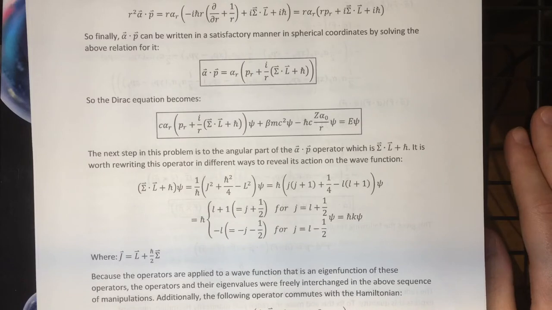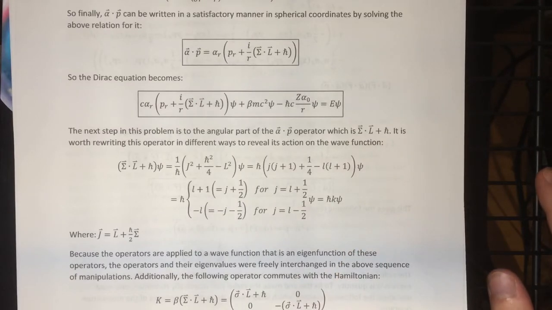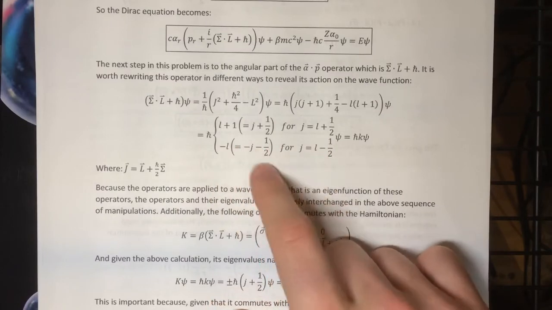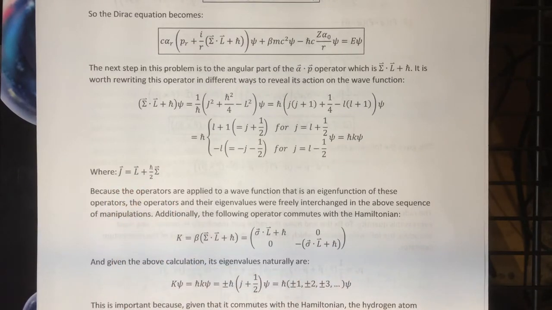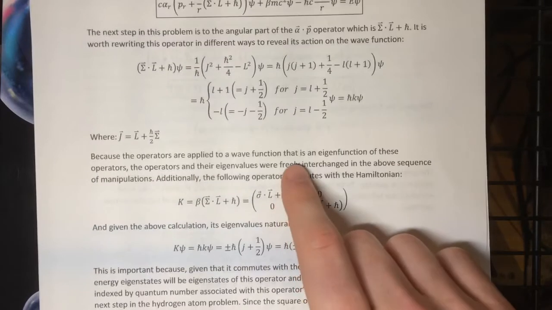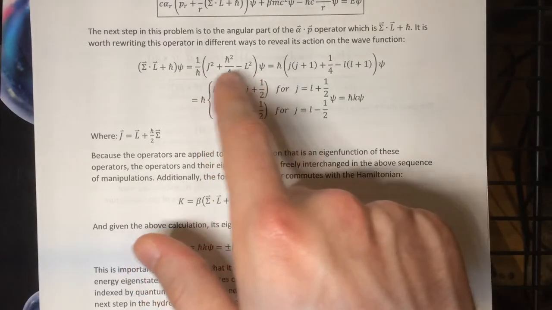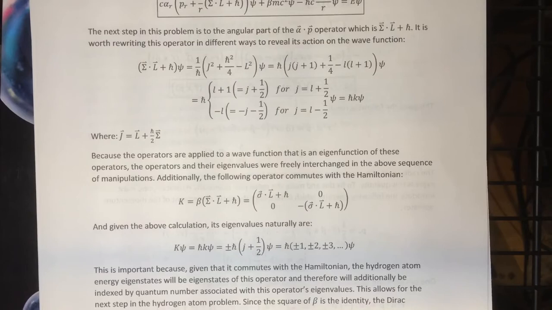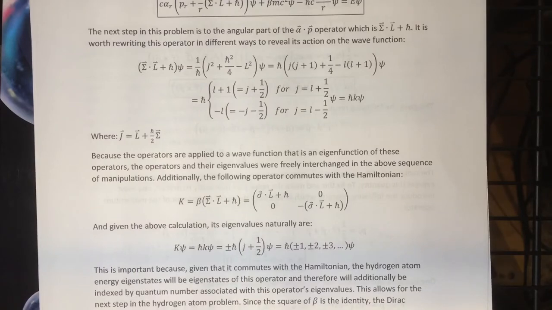Okay, so now the next step in this problem is to study the angular part of the alpha dot p operator, which is this thing right here. It's worth rewriting this operator in different ways to reveal its action on the wave function, and we find that it has these eigenvalues, which I just summarized as k, where the j operator is the sum of the orbital and the spin angular momentum operators. Okay, so because the operators are applied to the wave function, that is an eigenfunction of these operators, specifically it's an eigenfunction of that operator, and it's an eigenfunction of the square of those operators, specifically. Something can't be a simultaneous eigenfunction of every component of an angular momentum operator, of course. But anyway, you know what I mean.